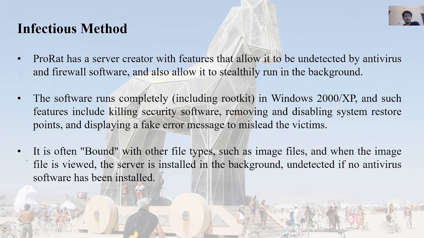Then normally it is bound with other file types such as image files, and when the image file is viewed, the server is installed in the background. So normally, as we know, a Trojan is an exe file. What happens is that this particular exe file will be bound to an image file or a text file or something, and once the image is viewed by the victim, the server gets installed in the background.